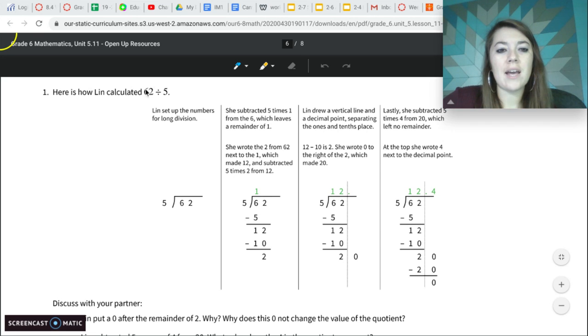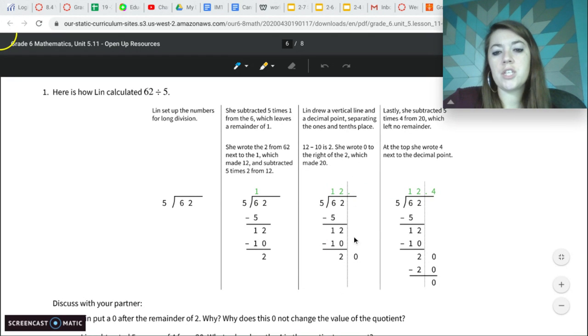So here's how Lynn calculated 62 divided by 5. She set up the numbers for long division. She subtracted 5 times 1 from the 6, because 5 can go into 6 one time. So 6 minus 5 is 1. Then she dropped down the 2 to get 12. And then how many times can 5 go into 12? Well, that's 2 times. So that's how she got the 2 over here. So 12 minus 10 gives us 2.